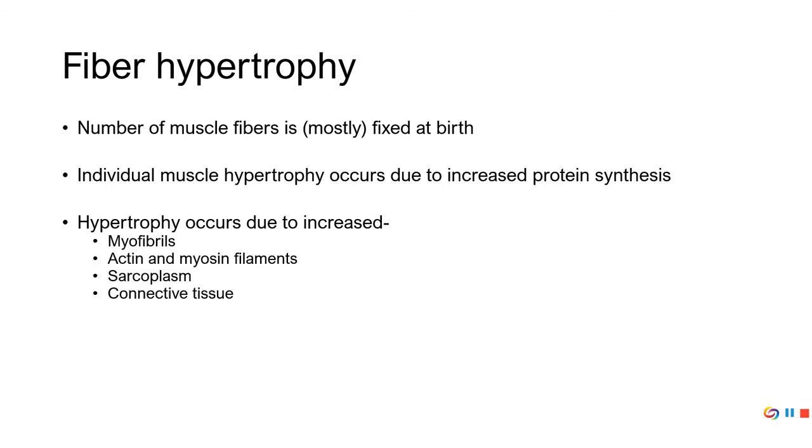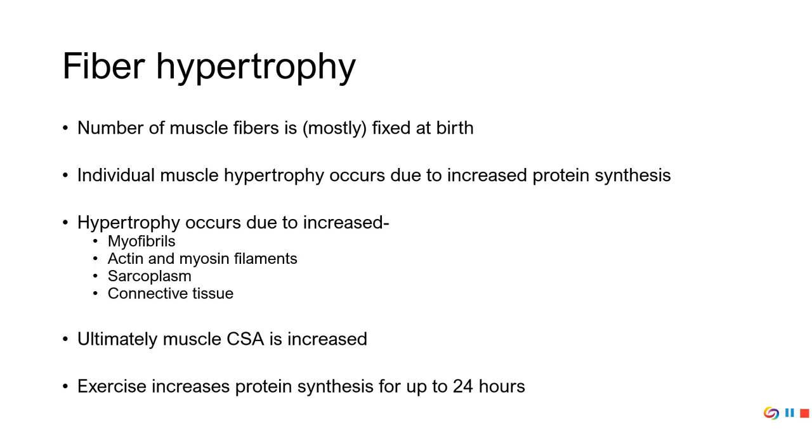There's several ways that this can occur. We can increase myofibrils, we can increase the number of actin and myosin filaments. Remember, those aren't muscle fibers, but those are the filaments that make up the muscle fiber. We can have changes of the sarcoplasm as well as the connective tissue. All of these things will lead to a bigger muscle fiber. As a result, we have increased cross-sectional area. And remember, the greater the area, generally the more force we can produce.